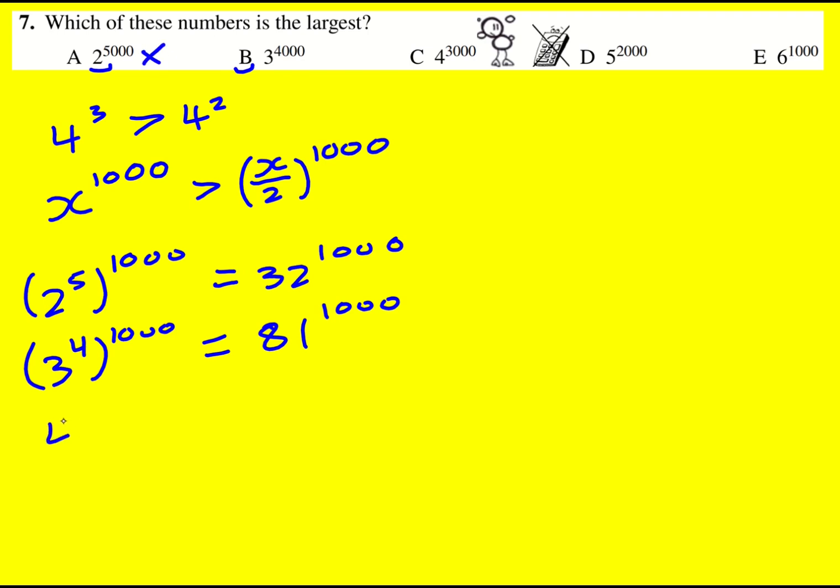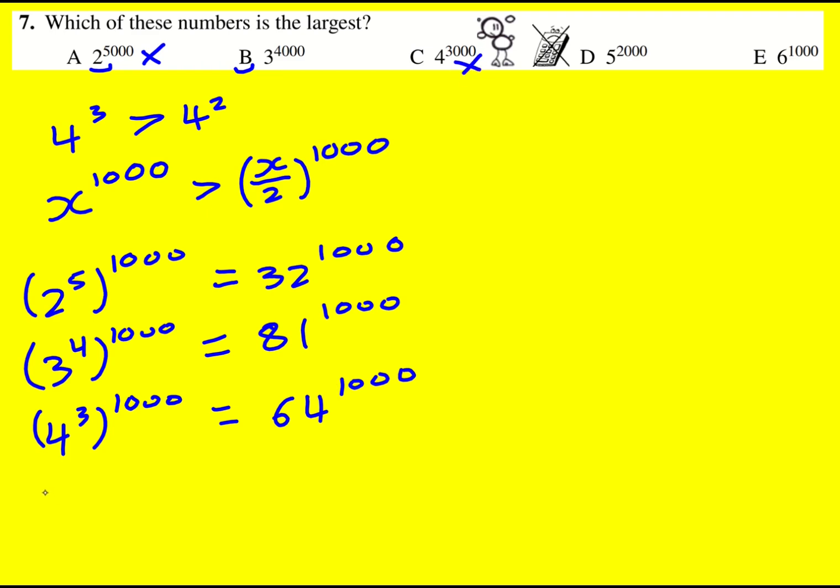So 4 to the 3000 is going to be 4 to the 3, to the 1000, which is 64 to the 1000. In fact, we see that this is also going to be much bigger than 2 to the 5000, but it's going to be less than 3 to the 4000, so not going to be that one.